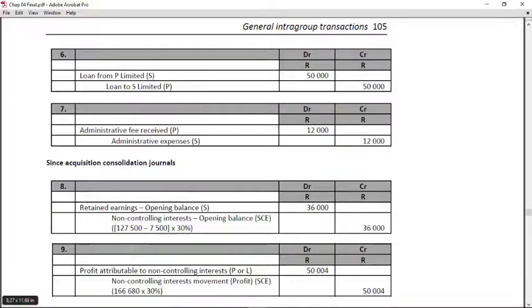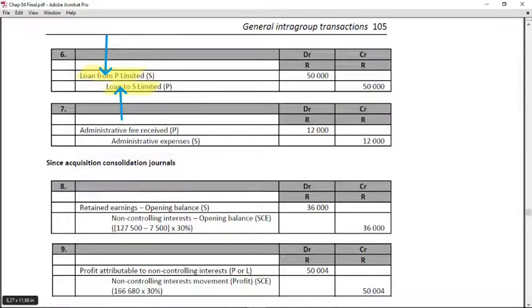Journal 6 eliminates the intra-group loan balances. We will have this journal as long as the balance is still outstanding. We debit the liability, loan from P Limited, coming from the separate financial statements of S. We credit the asset, loan to S Limited, coming from the separate TB of P. Please, when you write this journal entry, indicate whether it's the debit or the debt, the asset or the liability. You have to indicate that it's the loan from P that you debit and the loan to S that you credit.